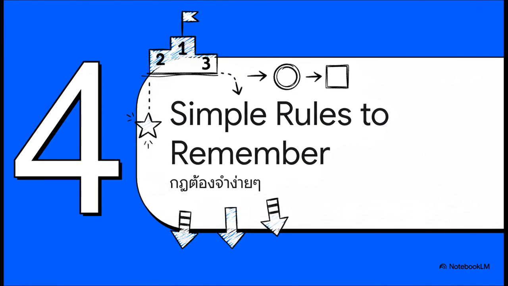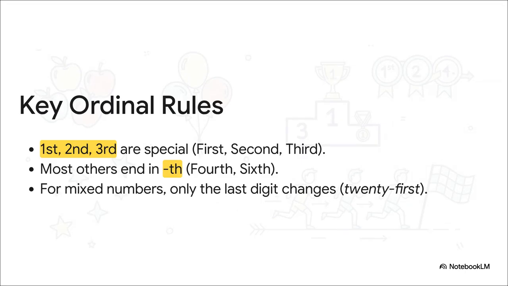Let's break them down. So here's what you really need to remember. The first 3 are special. You just have to memorize first, second, and third. After that, almost every other number just gets a little th sound at the end. 4th, 6th, 10th. And for bigger numbers like 21, you only change the last part. It's 21st, not 20th one.